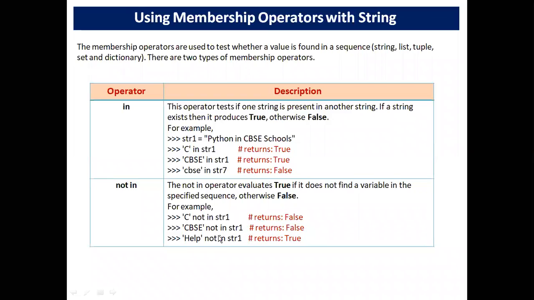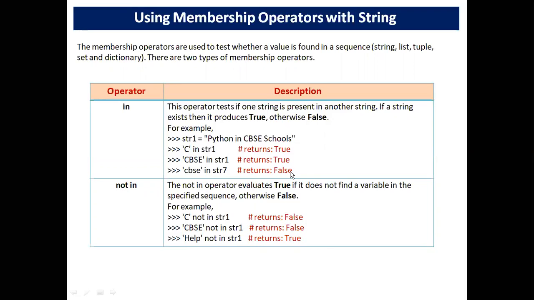Now, if you talk about this, C not in str1, not in means we are checking that this particular thing should not be present. C not in str1 returns false because C is present there. So it is just going to give the reverse answers to this.